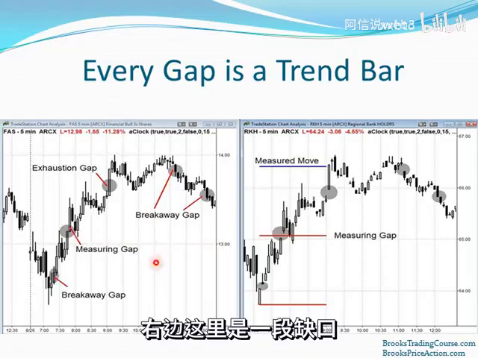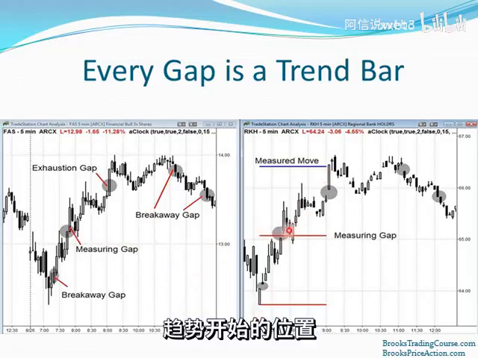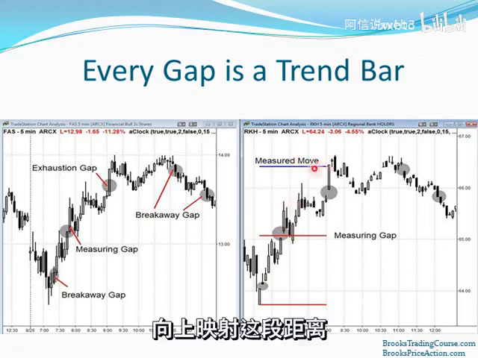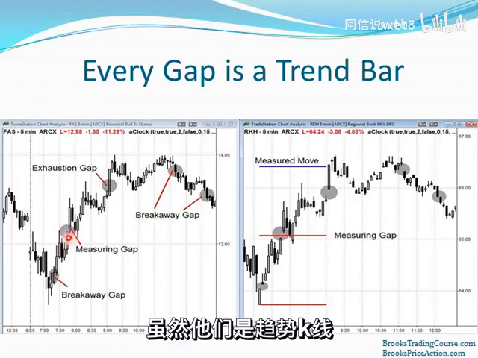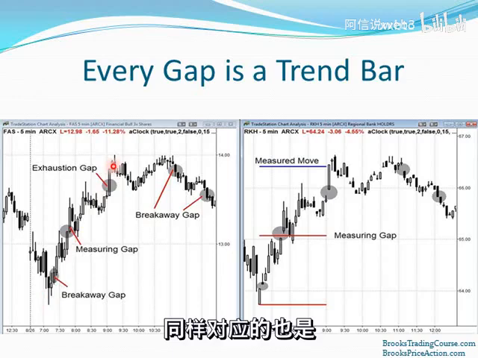Here we have a gap. All right. This gap turned into a measuring gap. The start of the move to the middle of the gap led to a measured move up. These two trend bars created a measuring gap. Even though they're trend bars, they're a measuring gap, and leads to a similar move up.